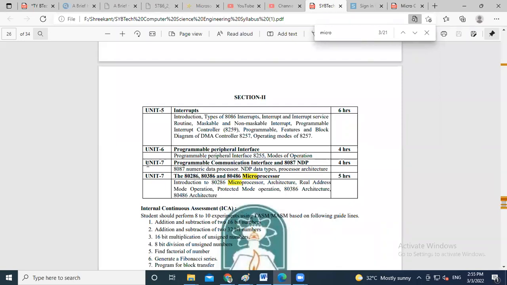We study that in this unit. In Unit 7, our main aim is the coprocessor like 8087, which supports 8086 by interfacing both together. 8086 acts as the master and 8087 acts as the slave. All of you know the master and slave concept. That is explained very well in Unit 7. So now I start Unit 7, the programmable communication interface with 8087.